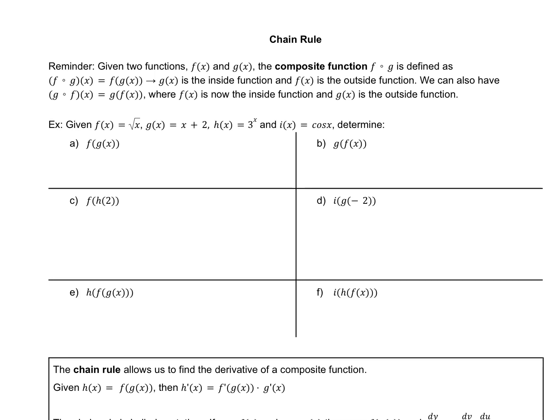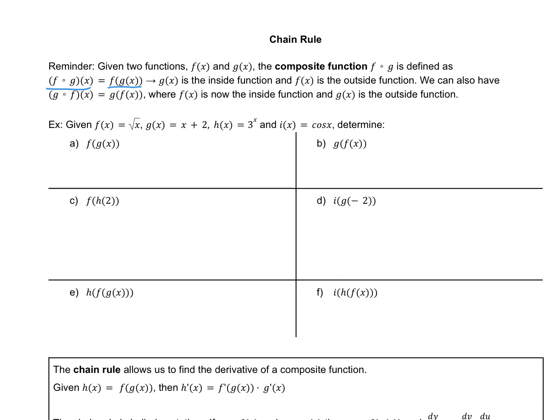In this video, we will be learning about the chain rule, which is a rule that helps us find the derivative of composite functions. So first of all, as a reminder, composite functions are when you have a function within a function. So for example, f of g of x. And f of g of x can be written like this or like this. g of x is the inside function, f of x is the outside function.